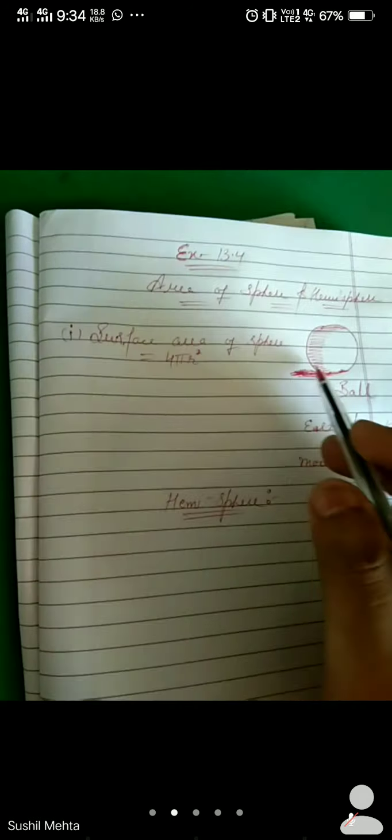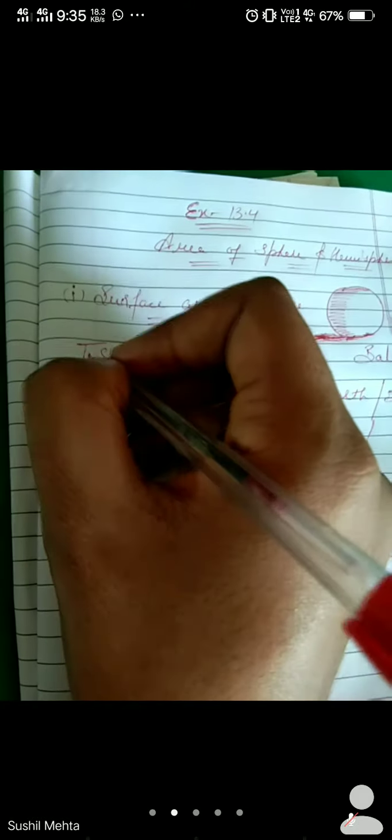I am showing a figure which depicts the exact image of a hemisphere with total surface area. If I am talking about a sphere, in a sphere the total surface area is equal to the curved surface area. Keep it in mind, very important.